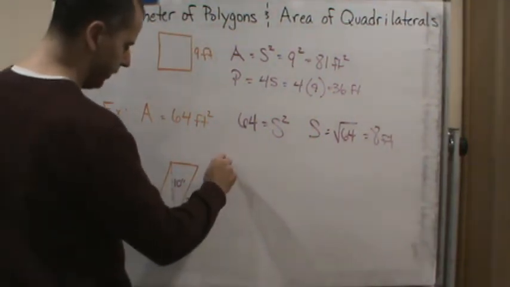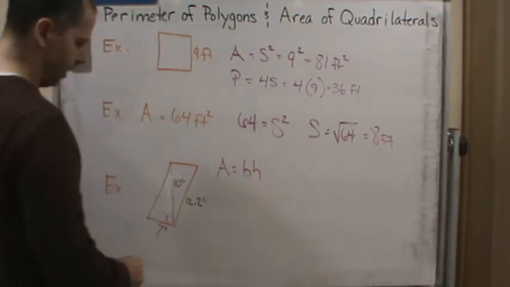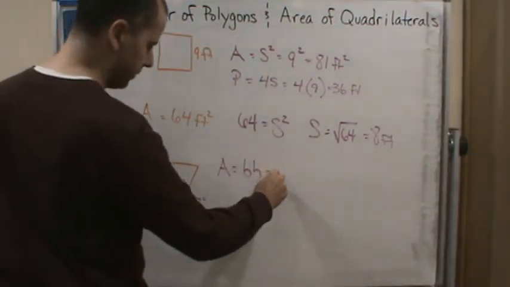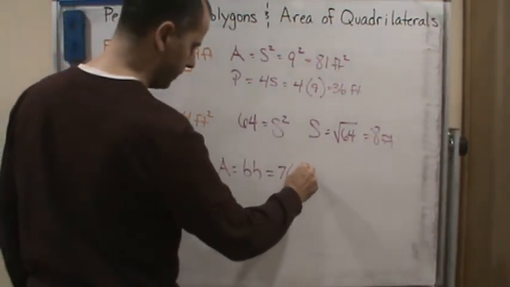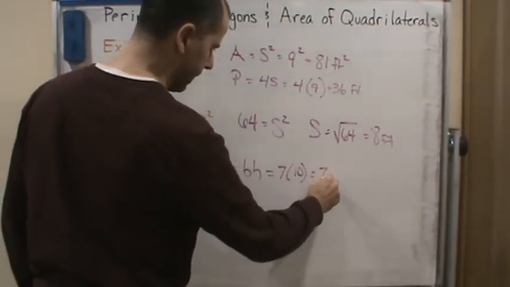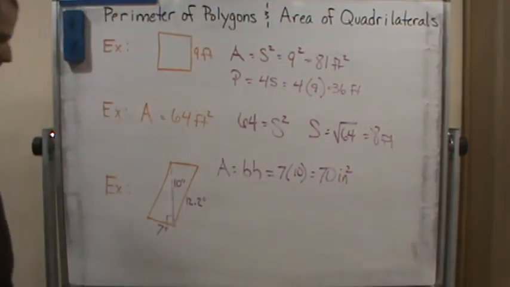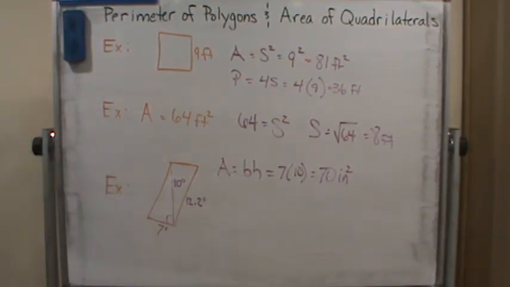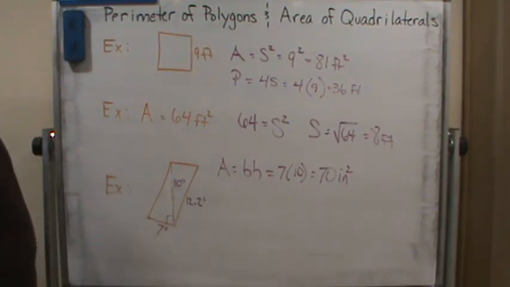Remember, the area of a parallelogram is base times height. The base is 7 inches. The height is 10 inches. So the area is going to be 70 square inches. Notice that we did not need the length of this side for the area.